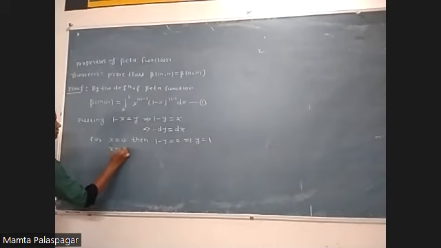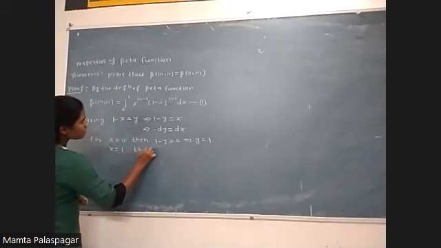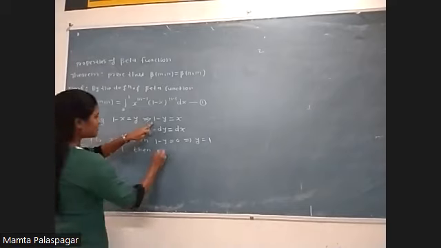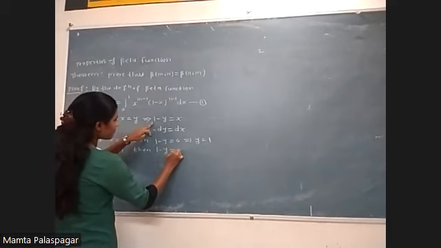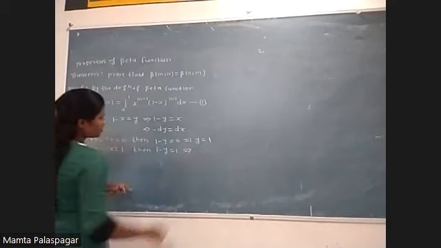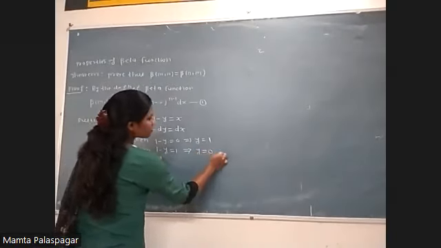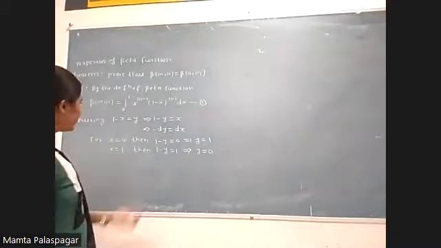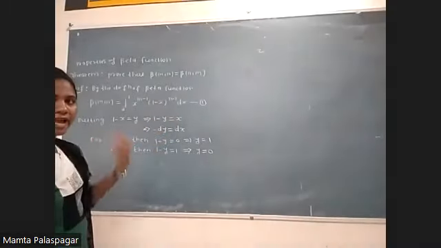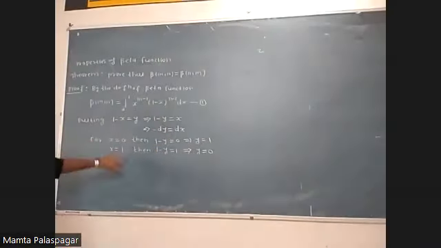If x is equal to 1, then 1 minus y is equal to 1, so y is equal to 0. These are the limits for the new variable we have taken. So put all these values in equation 1.